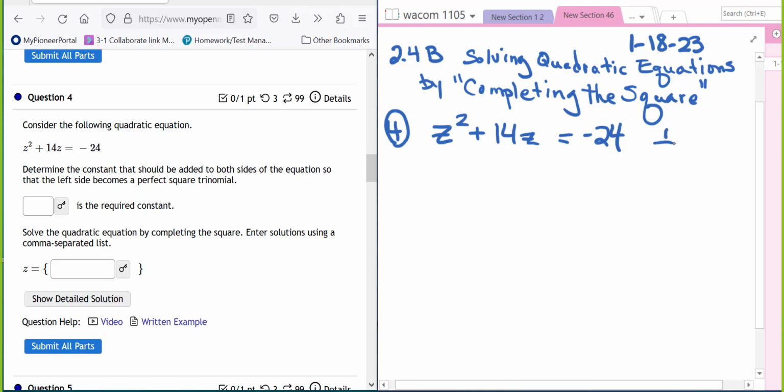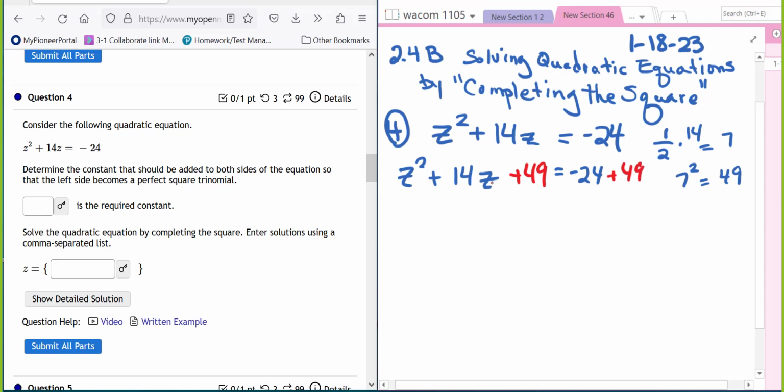So you always take a half of your coefficient of b, so half of 14 is 7, square it. That gives us 49, and you're going to add that to both sides. So just going to scoot this over a little bit. And I'm adding 49. And then I will factor on the left-hand side.